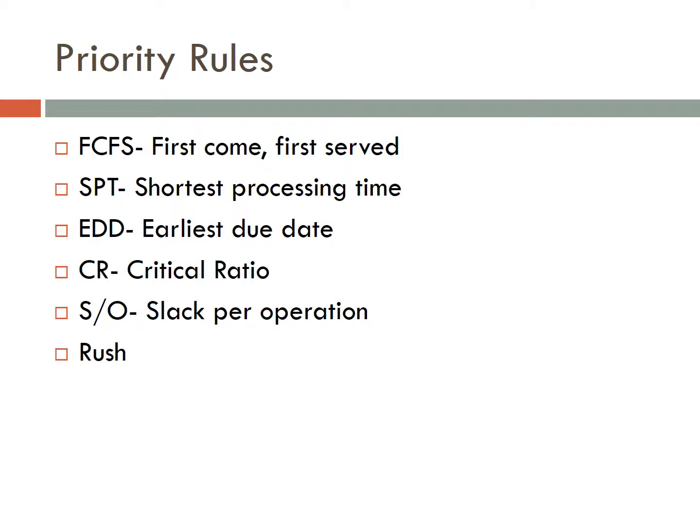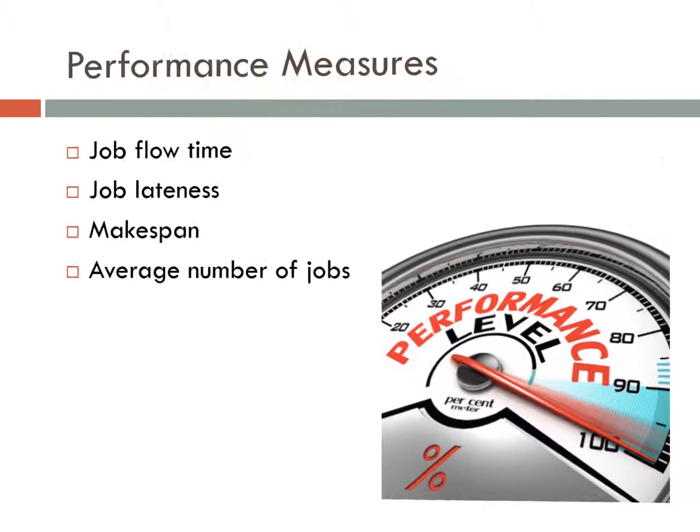Then there's slack per operation, which are jobs that are processed according to the average slack time, which is the time until due date minus remaining time to process. They compute by dividing slack time by number of remaining operations, including the current one. And then there's rush, which is the emergency or preferred customer first.